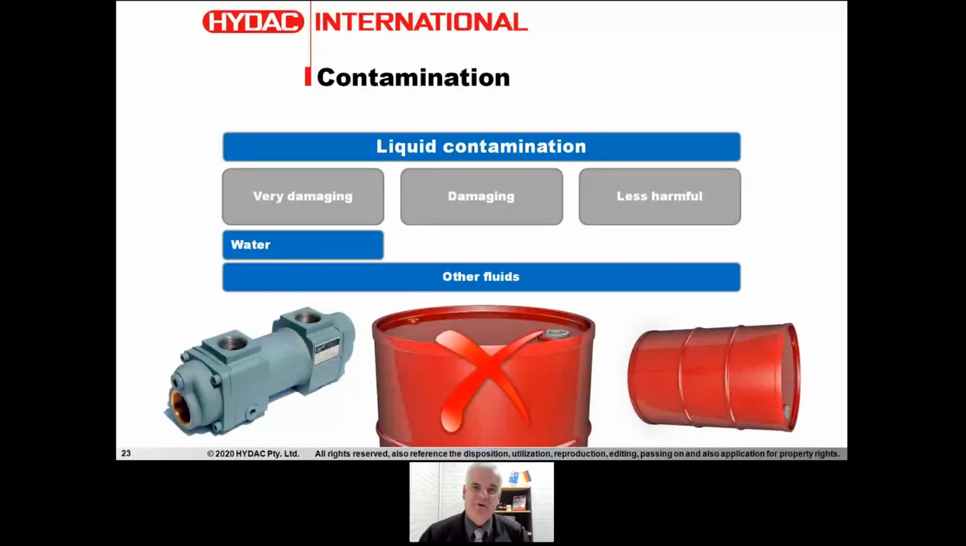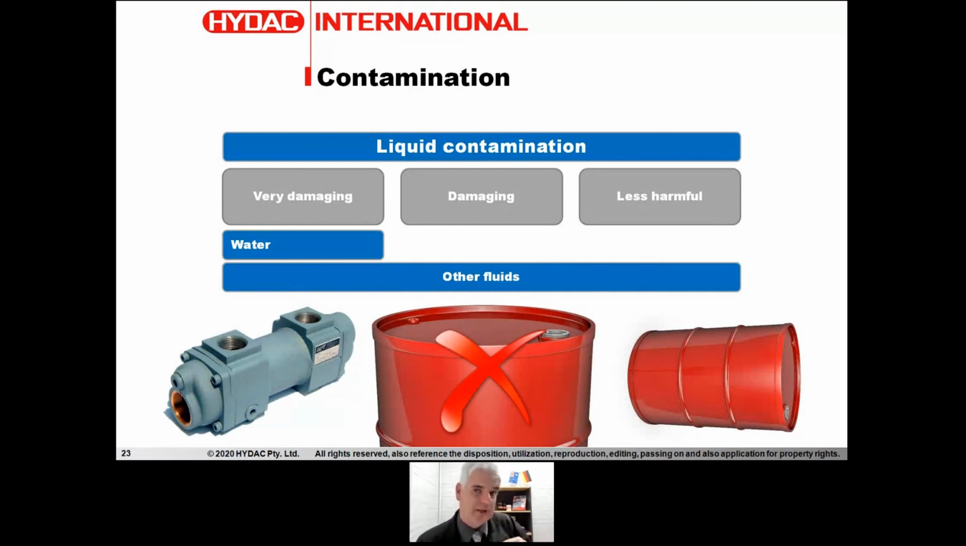Okay, and I've just got one little thing here. Other fluids can be contaminants as well. Just got that across the spectrum, very damaging, and less harmful. It depends on how much mixing is occurring and what that other fluid is. For example, maybe an engine oil that's getting in there, because you sometimes have multiple components separated with just a shaft seal or something, and those seals could get damaged.